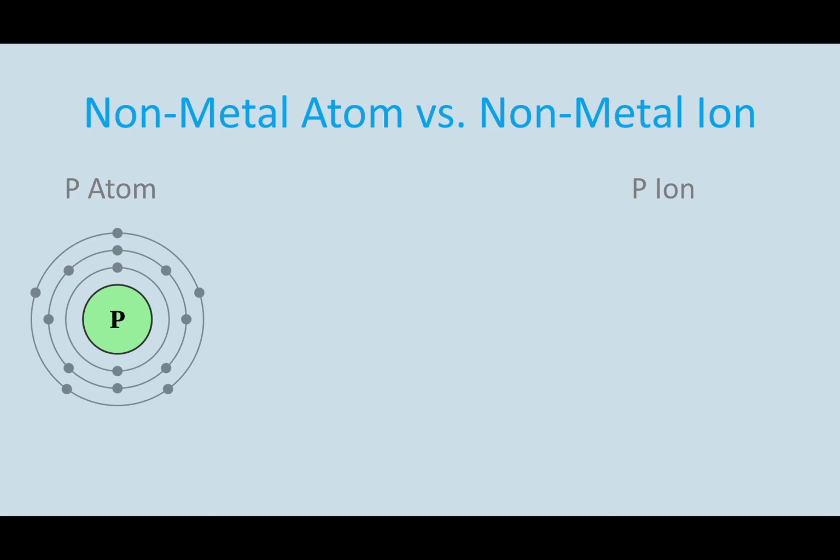Looking at a nonmetal atom versus a nonmetal ion. So here we have a phosphorus atom. We want to think about, okay, what would happen to this atom when we turn it into an ion? So if we look at the outermost shell, we can see that there are 5 electrons in the outermost shell. So we have to think, is it easier to get rid of all of these electrons and then have that stable 8 below it?